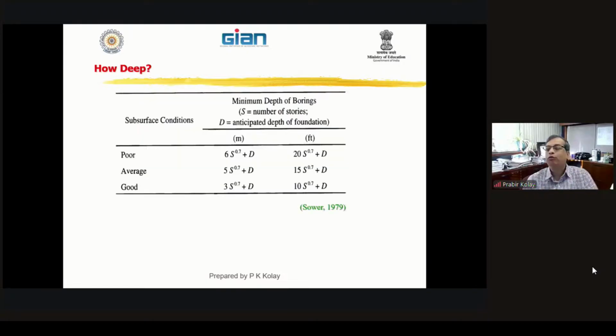And then how deep also depends on the surface conditions. And so again, if it is poor, these are the equations.